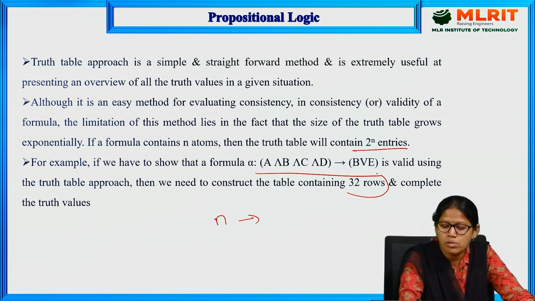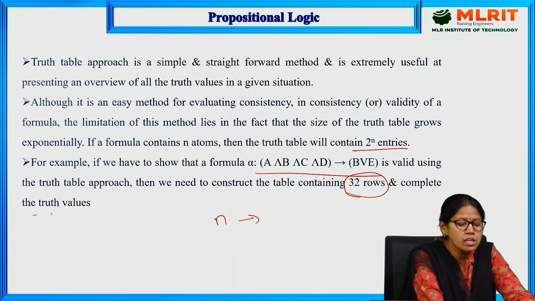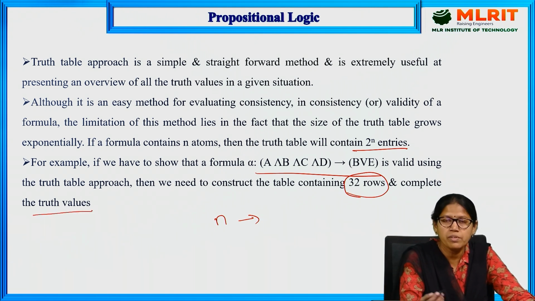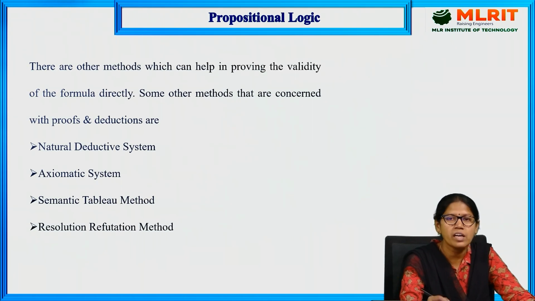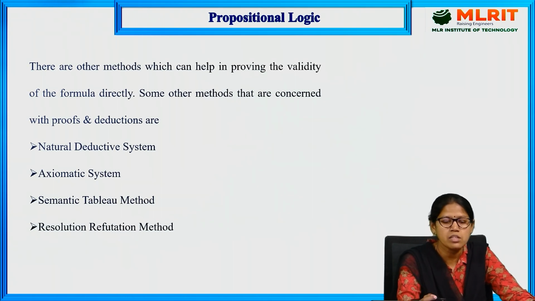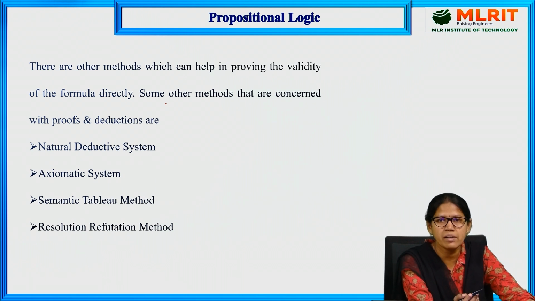We need to take the 32 rows to complete the truth values. So if it is a large number, then it automatically increases the truth table also. So this is one of the drawbacks here. To overcome this, we have other methods also to find out the satisfiability, unsatisfiability and validity.